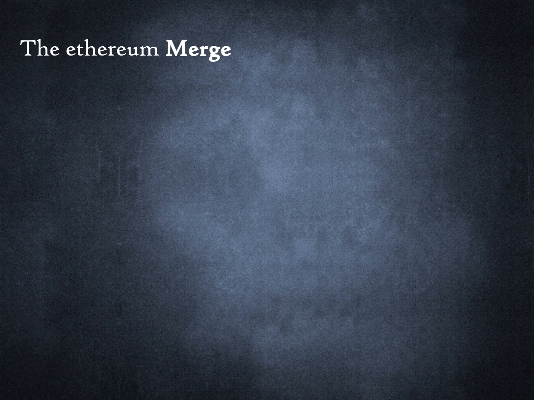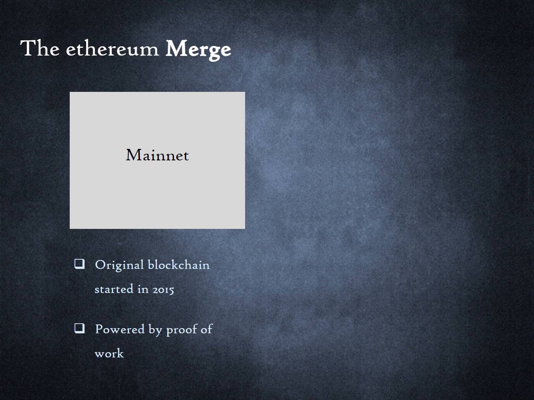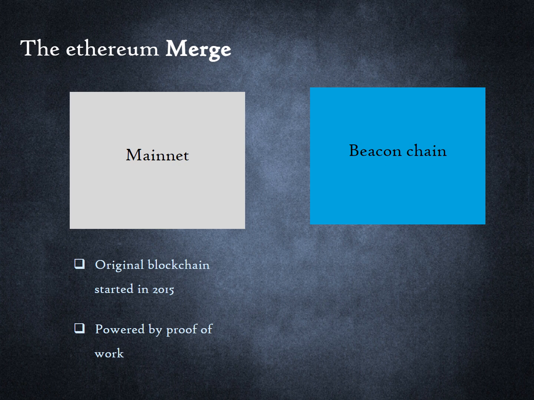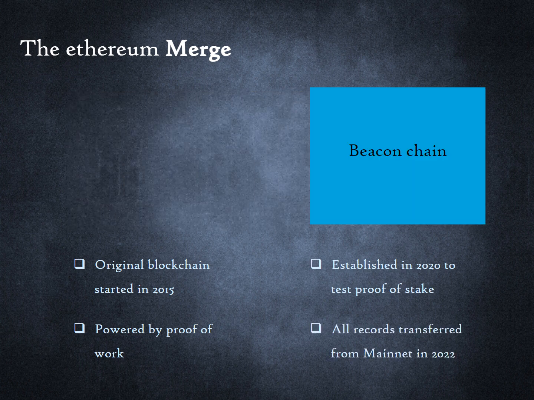The migration of Ethereum from proof of work to proof of stake is called the merge. The original Ethereum blockchain that started in 2015 is referred to as the mainnet, short for main network. In 2020, a new blockchain was created, called the Beacon Chain. Proof of stake was tested on the Beacon Chain. In 2022, all accounts and transaction history in the mainnet were merged with the Beacon Chain and the mainnet was retired. Hence, the use of the term merge. The merge had no impact on end users.